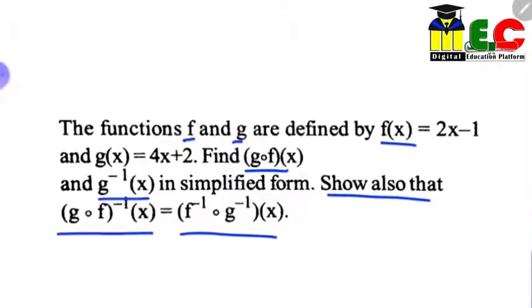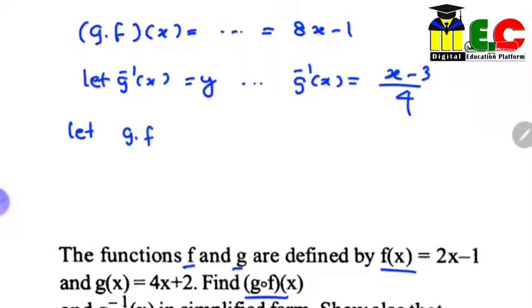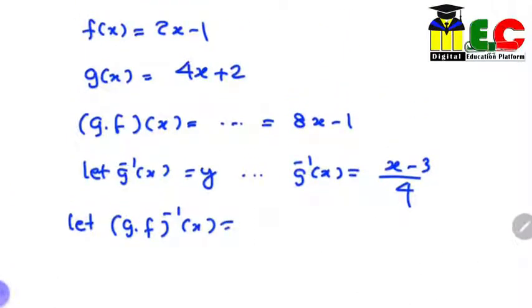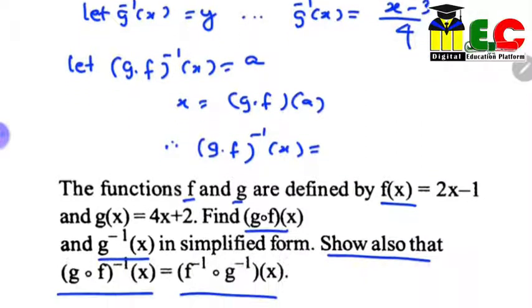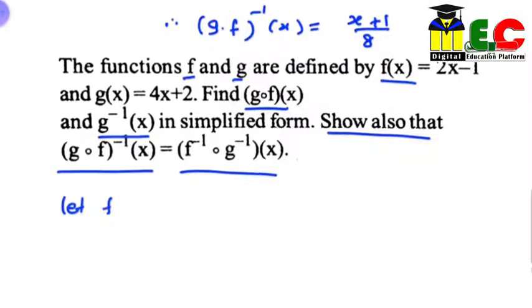Next, show that (g cycle f) inverse of x equals f inverse cycle g inverse of x. Let (g cycle f) inverse of x equal a, then x equals g cycle f of a, which is 8a minus 1. So (g cycle f) inverse of x is x plus 1 by 8. Now find f inverse: let f inverse of x equal b, so x equals f of b.